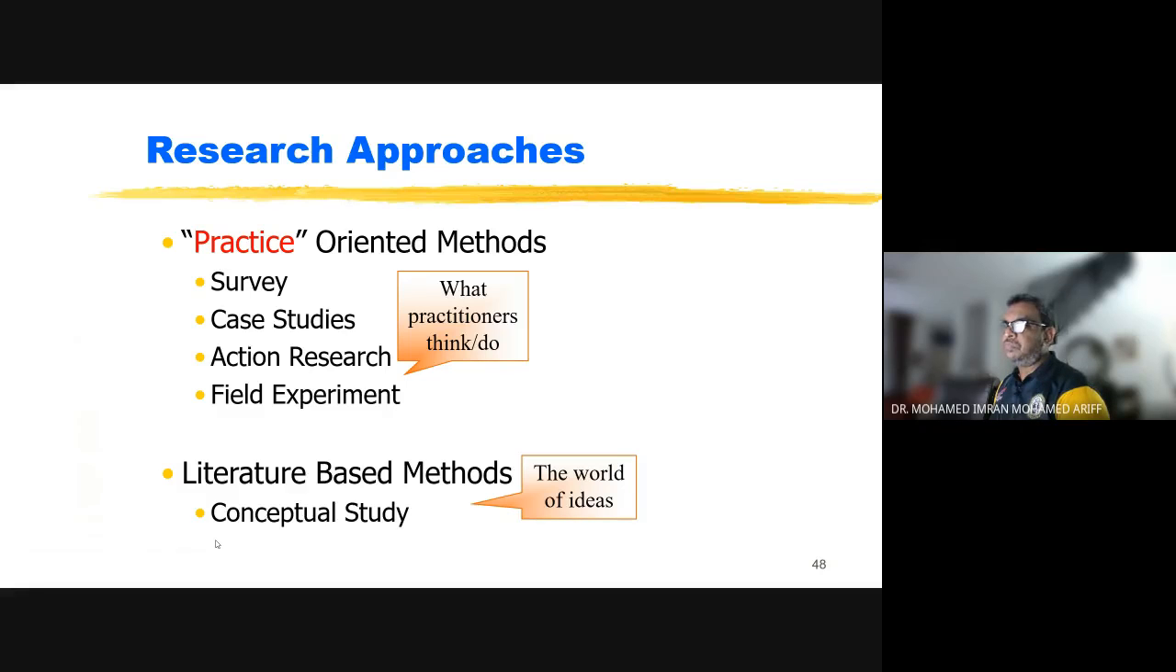Okay. Or we want to find out the conceptual study, the world of ideas. Kita nak tahu apakah yang telah dinyatakan dalam literature tentang problem ini ataupun tentang study ini. So we want to find out, we do a conceptual study. Kita bacalah siang, malam, pagi, petang sampai 12 tengah malam every day. We want to find out what have people written about this. So we do a conceptual study.